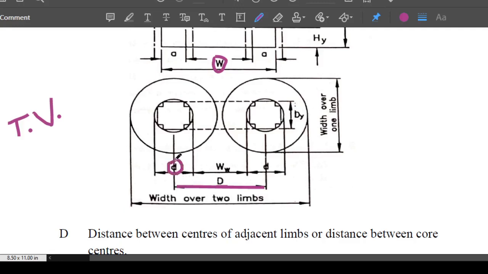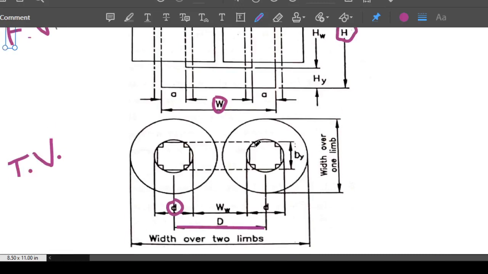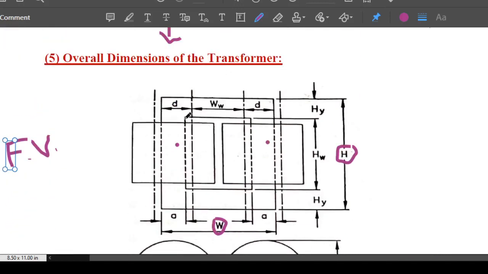As usual, the small d is nothing but the diameter of the circumscribing circle, from this side to this side. And when you come here, you all know what this portion is. The portion I'm highlighting here is your window. This is the window, this is the height of the window HW, and this is the width of the window WW.